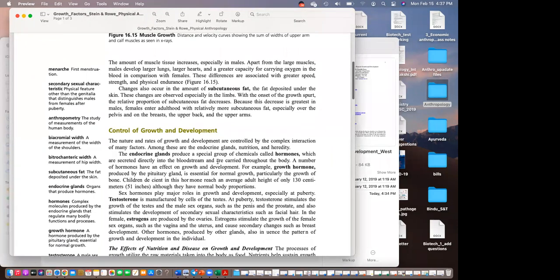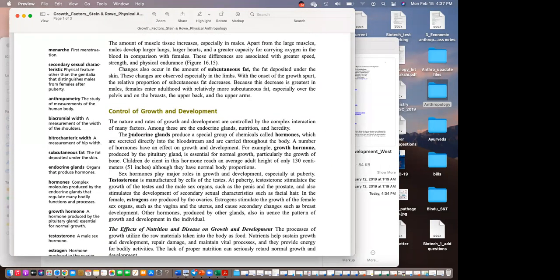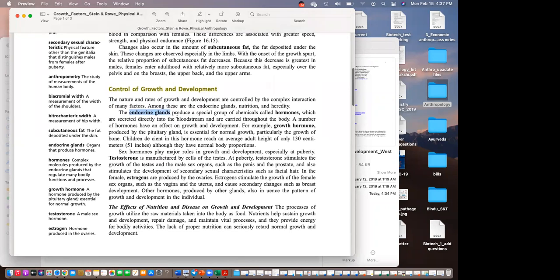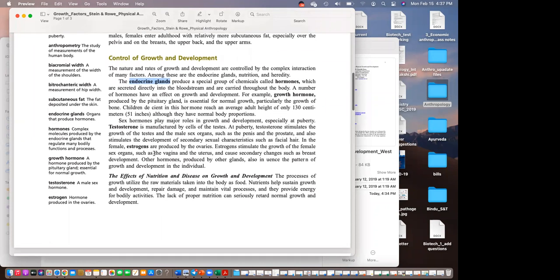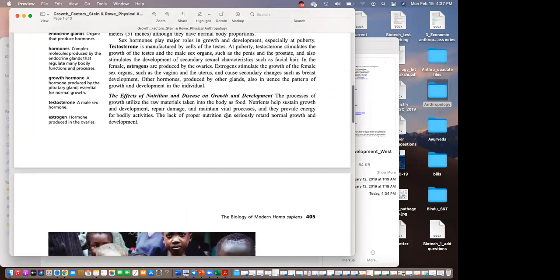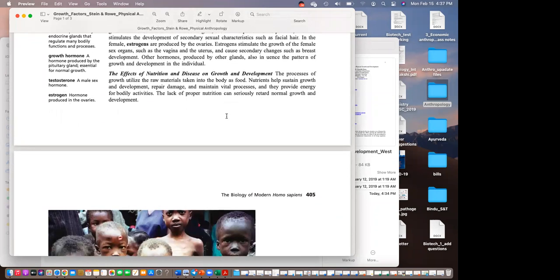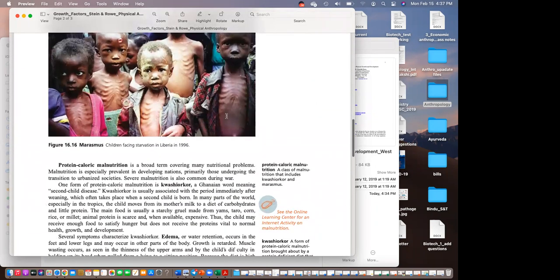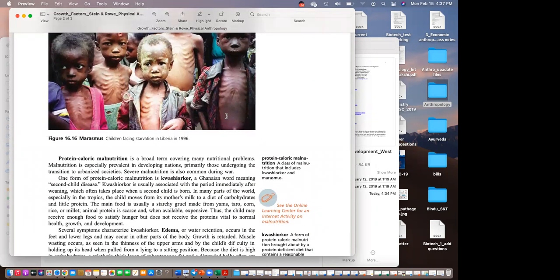Control of growth and development, endocrine glands, so various factors. This is additional reading, a biological anthropology book by Stein and Rowe. They briefly discuss the role of hormones, so endocrine glands or biochemical components here. I think I showed you this in the last class: testosterone, estrogen, and effects of nutritional deficiency diseases. So, part of epidemiological anthropology, nutrition deficiency diseases that we talked about. That indicates that these nutritional components are essential for our growth.